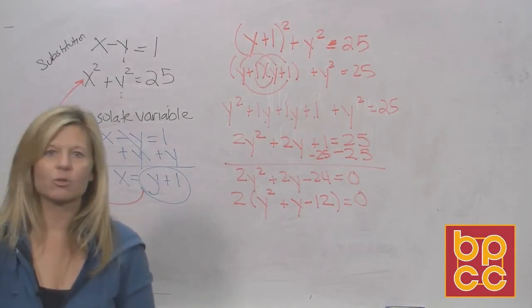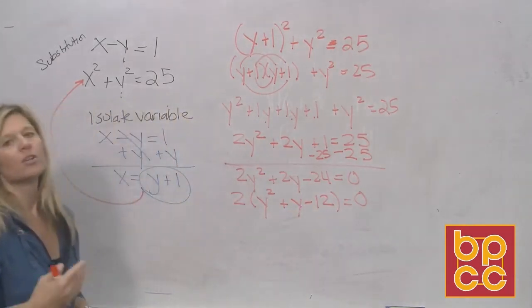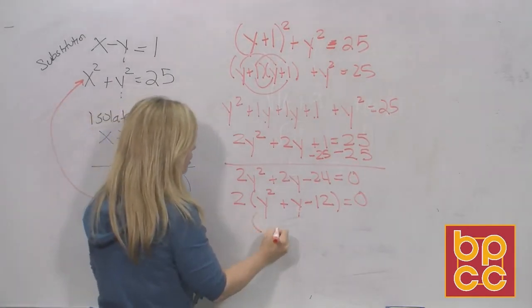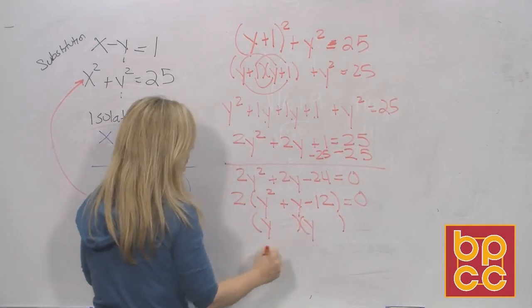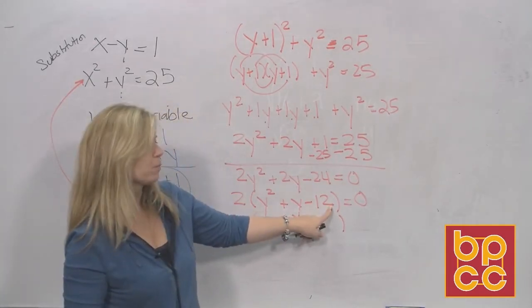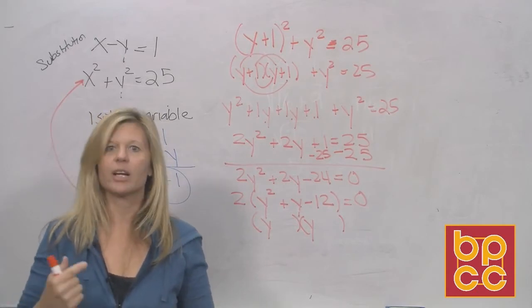Are we done factoring? No. There are 3 parts in here. It's a trinomial, so it will factor some more. So I put my 2 parentheses. Y squared is y times y. What multiplies to 12? 1 and 12, 2 and 6, 3 and 4.